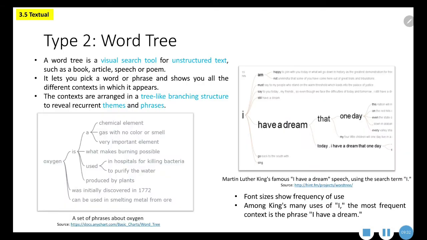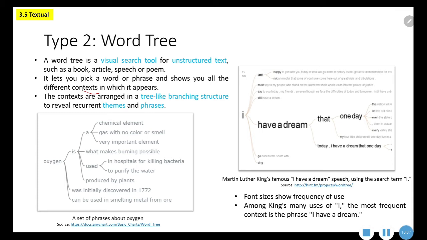The second type is the word tree. A word tree is a visual search tool for unstructured text such as a book, article, speech, or poem. It lets you pick a word or phrase and shows you all the different contexts in which it appears. The contexts are arranged in a tree-like branching structure to reveal recurrent themes and phrases. For example, this is a set of phrases about oxygen.